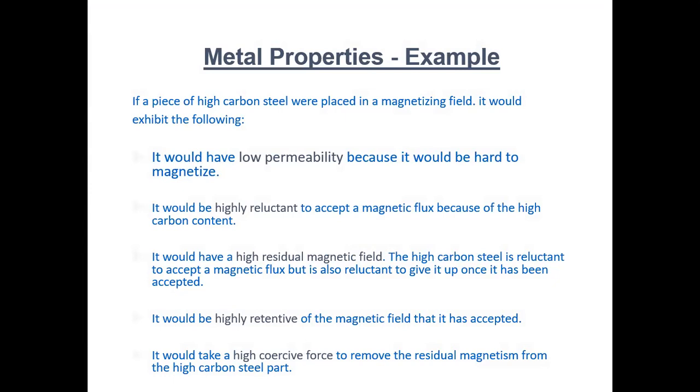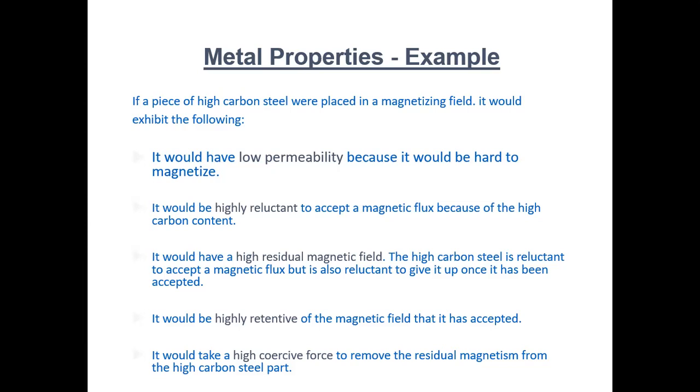It would have a high residual magnetic field, because once it is accepted, it will not allow the magnetic field to leave as well. The high carbon steel is reluctant to accept magnetic flux, but is also reluctant to give it up once it has been accepted. Once accepted, it would not easily leave the magnetic field. So it would be highly retentive of the magnetic field it has accepted, meaning retentivity is high. If retentivity is high, then ultimately the residual field will be high, and it would take a high coercive force to remove the residual magnetism from the high carbon steel.